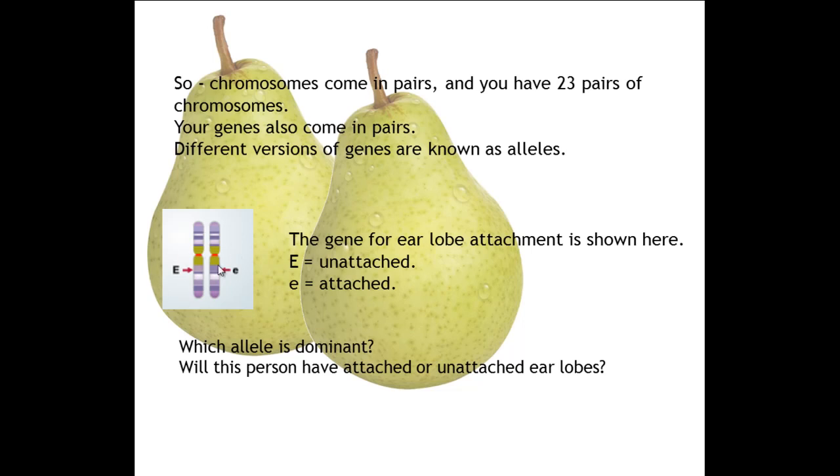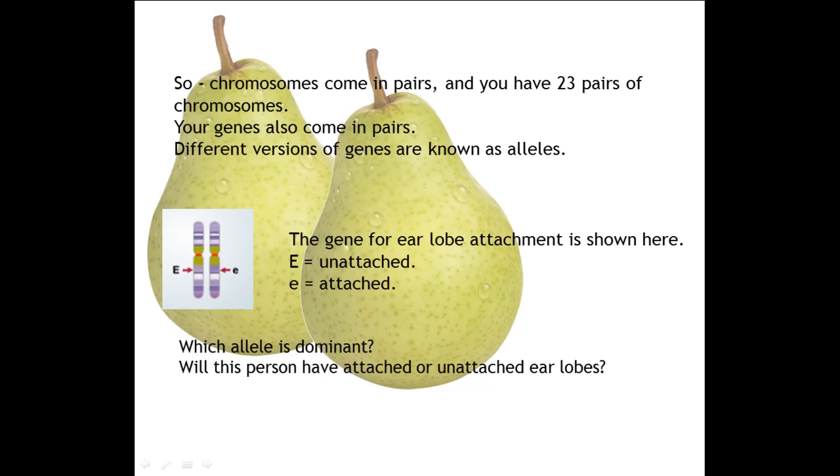On the diagram here you have a picture of a pair of chromosomes, and located on each, on these arrows here, this indicates two alleles. Now an allele is a version of a gene, and in this case you have an uppercase E and a lowercase e. An uppercase letter represents an allele which is dominant, and a lowercase letter represents an allele which is recessive. With the dominant allele you only need one of those alleles for it to be expressed, whereas with the recessive allele you need two of them.